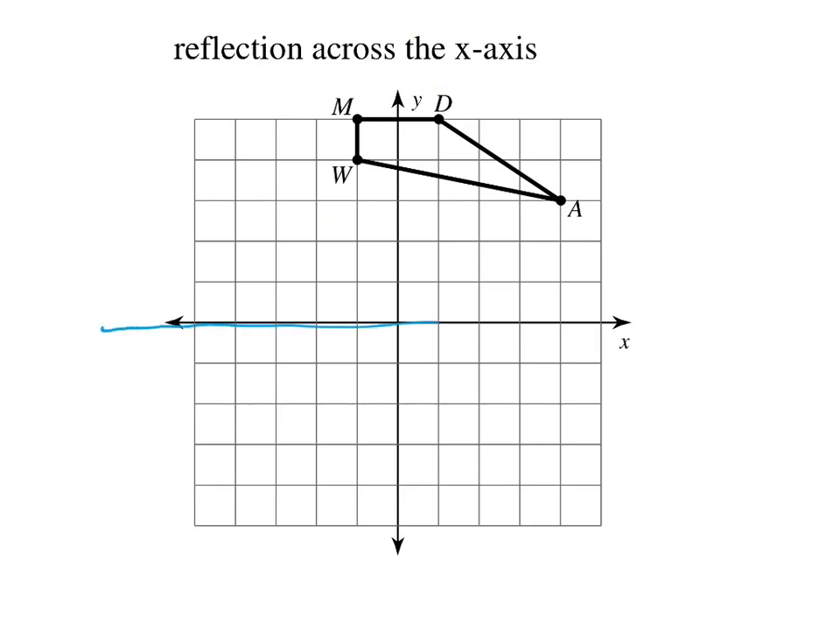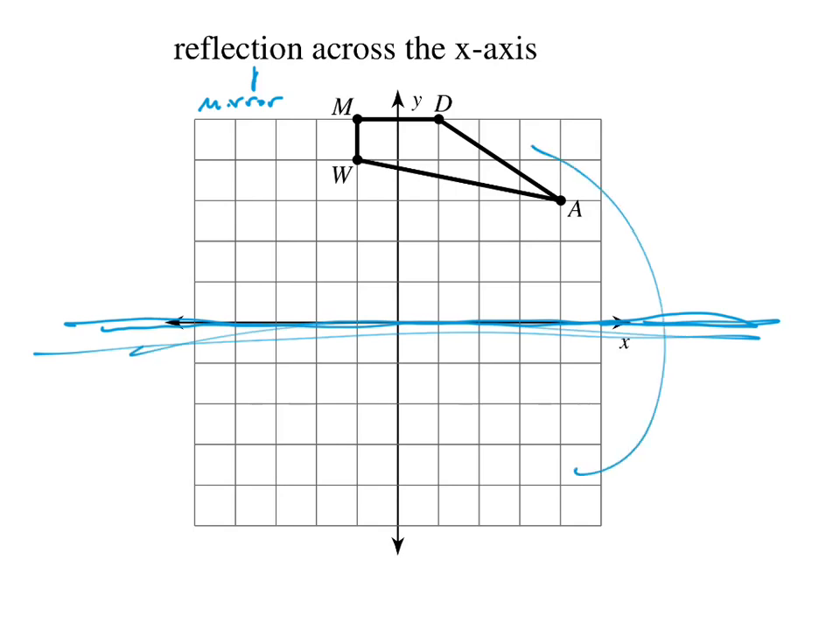Well, the x-axis is here. When you're doing reflections, I recommend drawing the lines so you know what you're looking at. And the way you can do a reflection, remember, a reflection is like a mirror image. Here's our mirror. We need to draw over here what the reflection would look like.